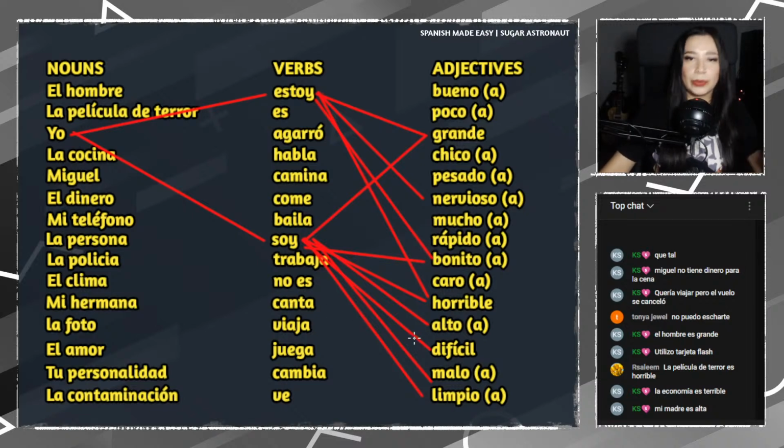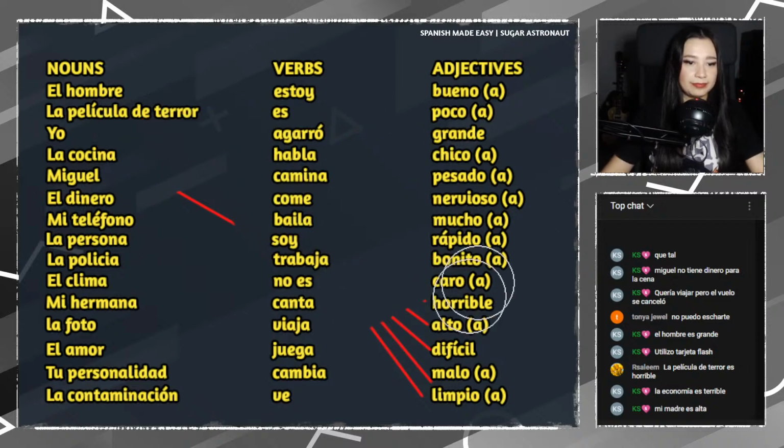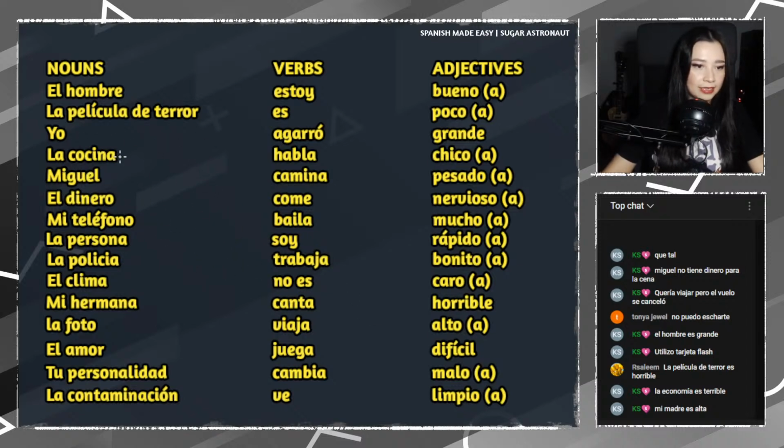My mother is tall. That's great. Great example. Perfect. Okay, let's move on, guys. Let's do la cocina. La cocina. The kitchen. You can say la cocina es, and I'm going to change this to está. La cocina es, the kitchen is.